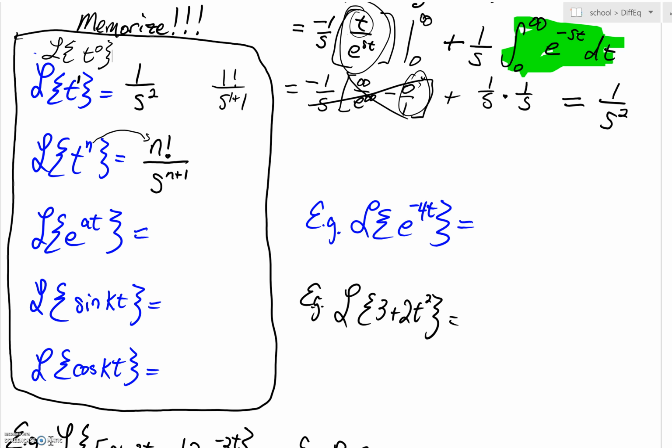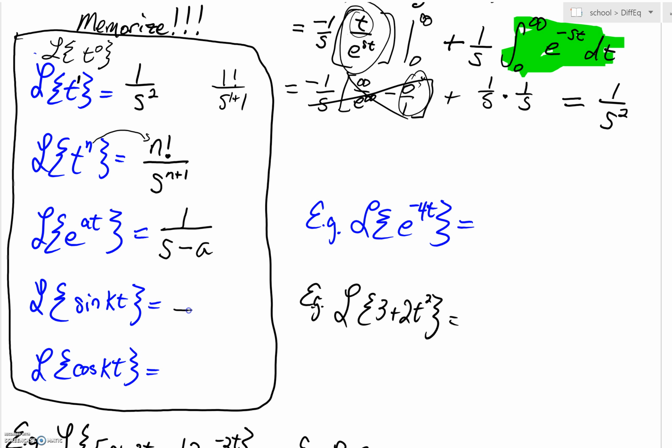Okay, picking back up, what if we transform e to the at? What you want to memorize is that it will be 1 over s minus a. I'm not going to prove it. I'm not going to work that integral out, but we'll take it on good faith that it is true.